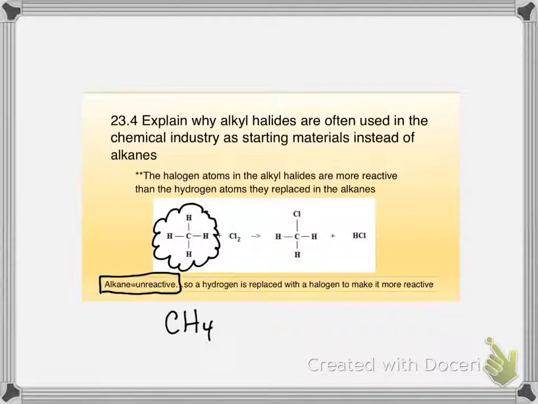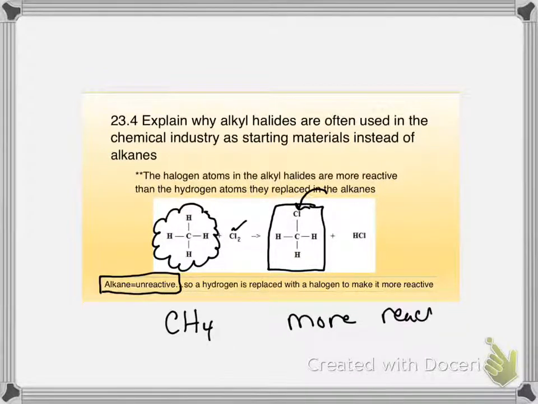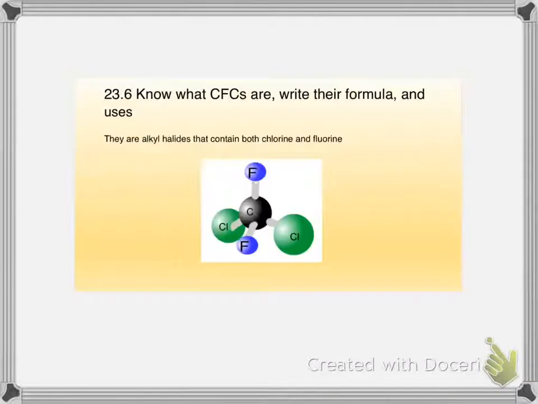So, if you add a halogen to the alkane, like this, see how we took away one of the H's and we added the Cl in its place, you can make it more reactive. So that's why alkyl halides are used in the chemical industry, because they are more reactive than the hydrogen atoms they replace. So here you have hydrogen, here you have Cl. Which one is more reactive? Definitely the Cl.